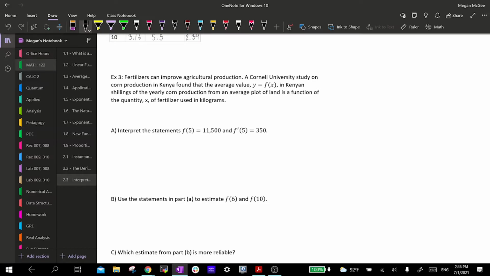f of 5 is equal to 11,500. So this tells us, our function is f of x, so 5 must be x, which is the quantity of fertilizer in kilograms. So we have 5 kilograms of fertilizer.